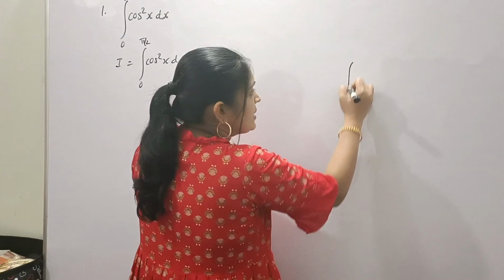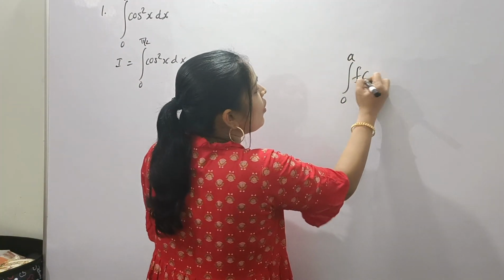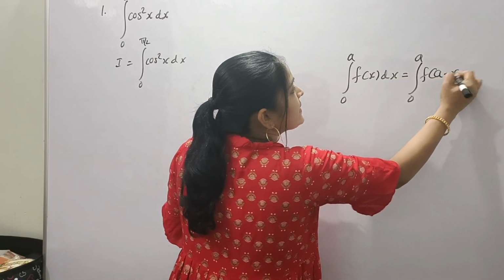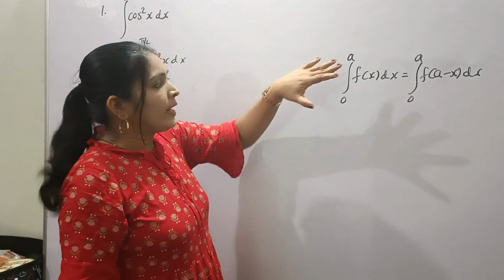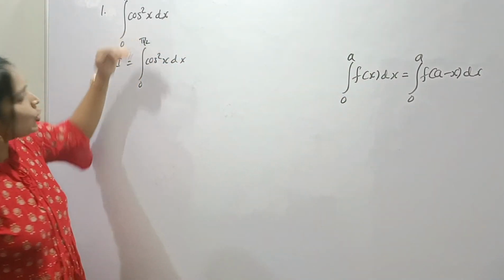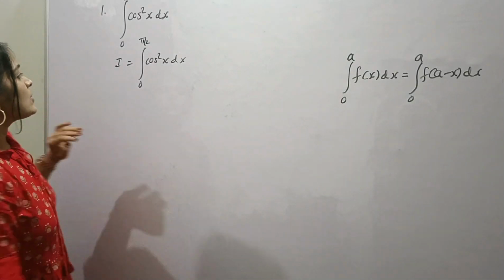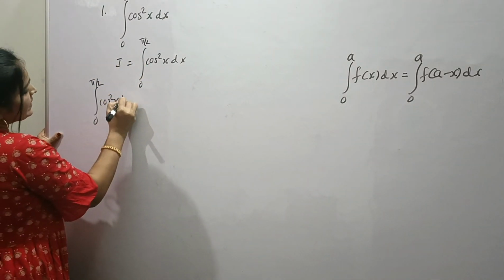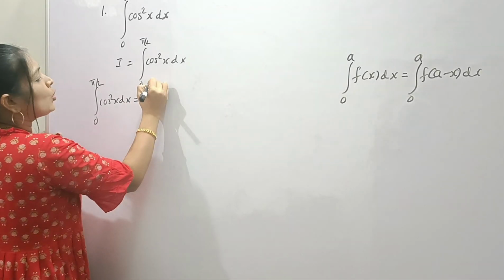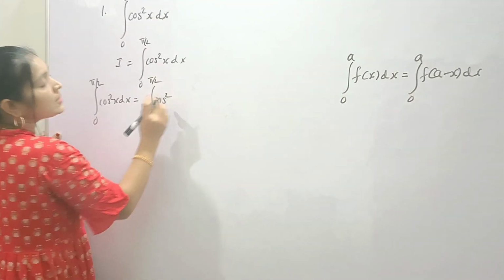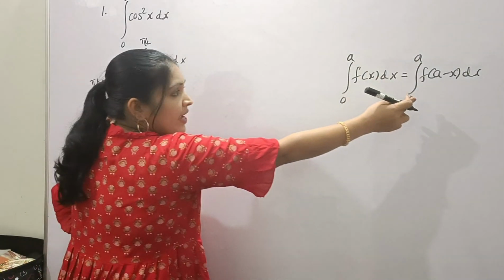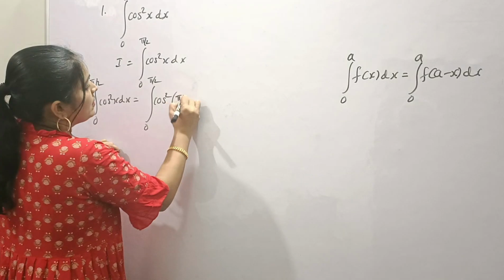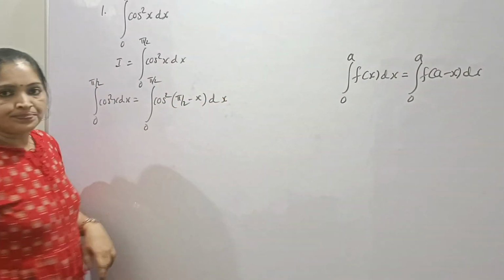We have a property: integral 0 to a f of x dx is equal to integral 0 to a f of a minus x dx. So let's apply this property here. Integral 0 to pi by 2. What is a here? Pi by 2. So this integral 0 to pi by 2 cos square x dx is equal to integral 0 to pi by 2 cos square, and in place of x we have to put a minus x, that is here pi by 2 minus x, dx.